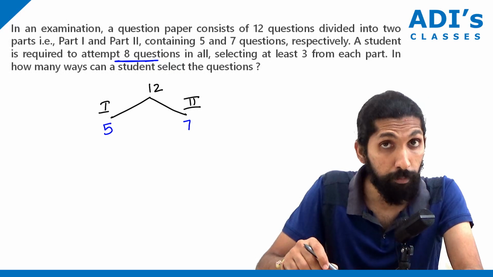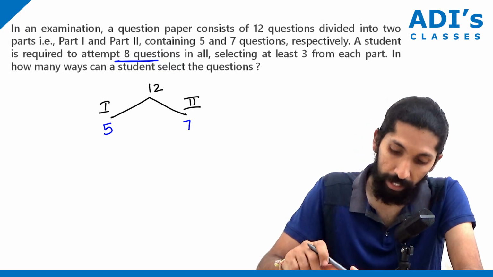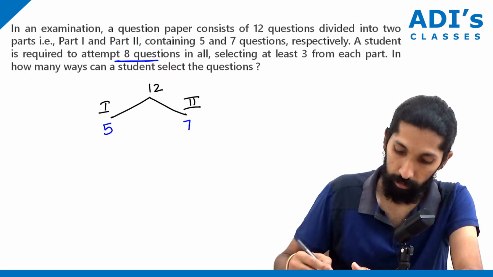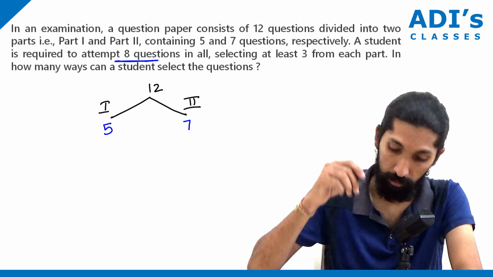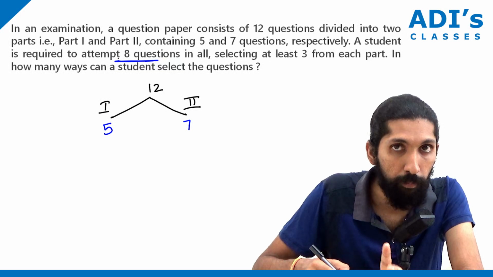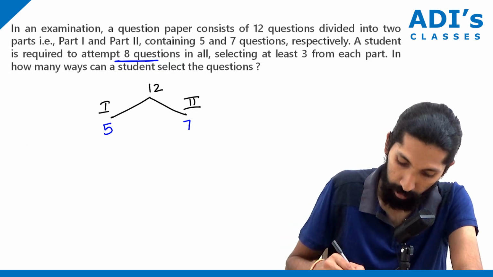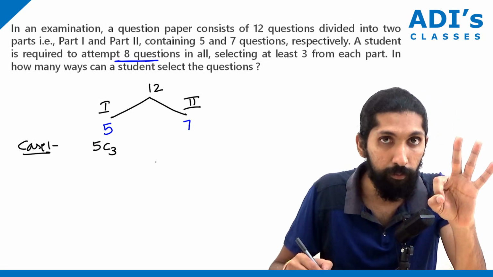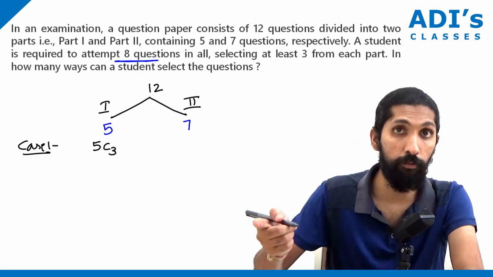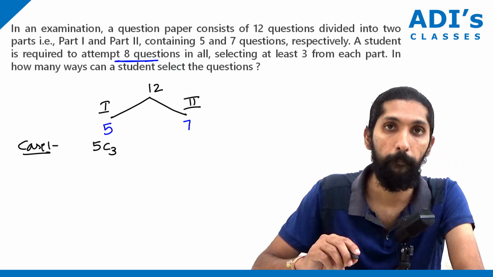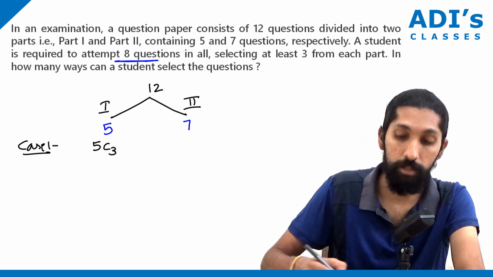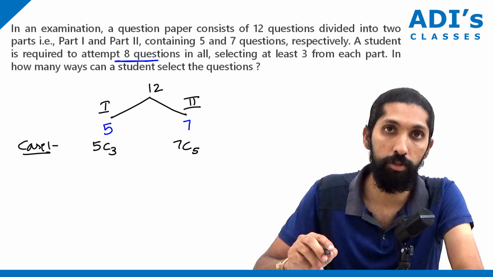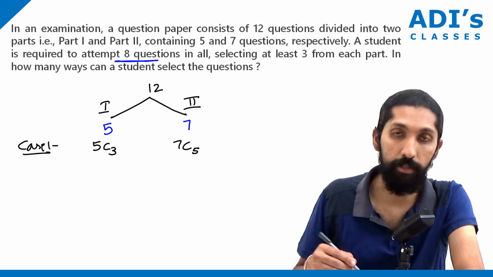It's very similar to the last problem what we did. So at least 3 from each part. Of course, different cases will come, isn't it? So at least 3, correct? So what if I choose 3 questions from the part 1? So case 1 is going to be 5C3. That means I'm choosing 3 from the first part. That means the rest of the questions has to be from the second part, isn't it? The rest of it is going to be what? 7C5. Because 3 plus 5, total of 8 questions should be there, isn't it? This is the first case.